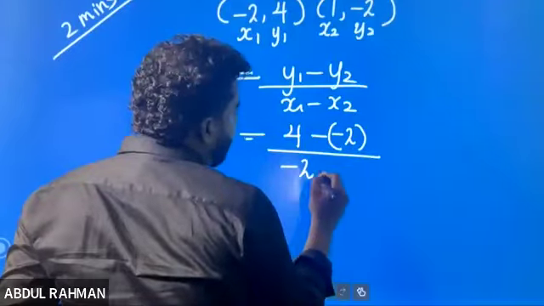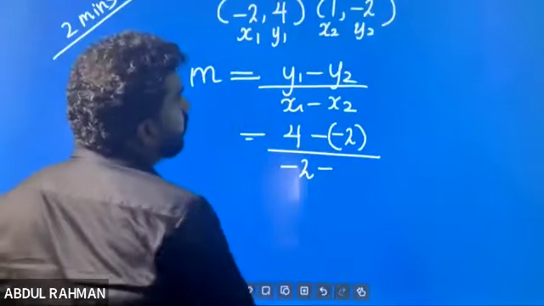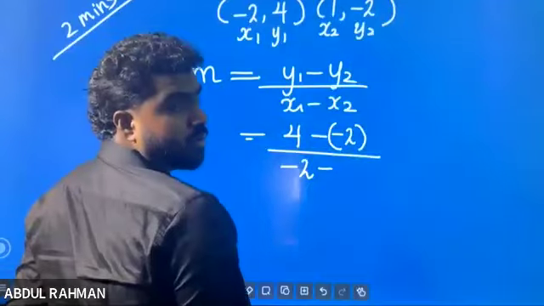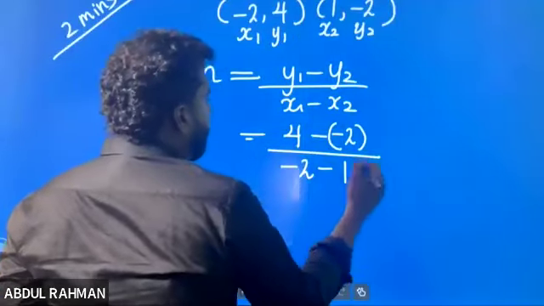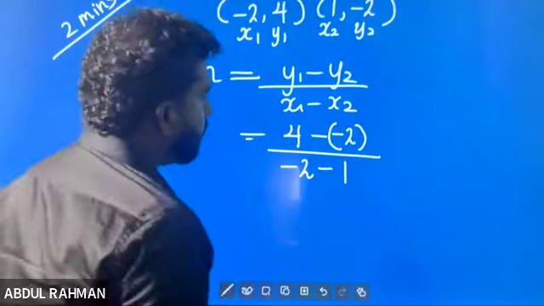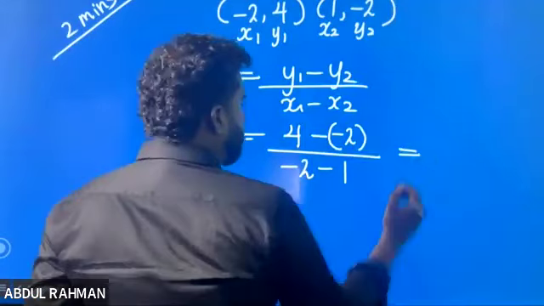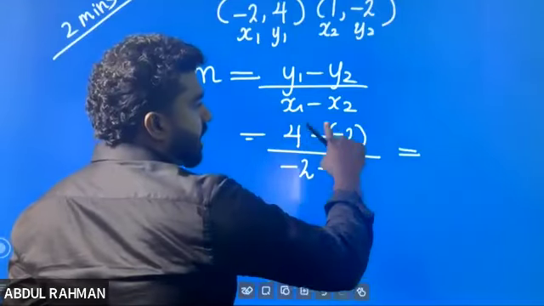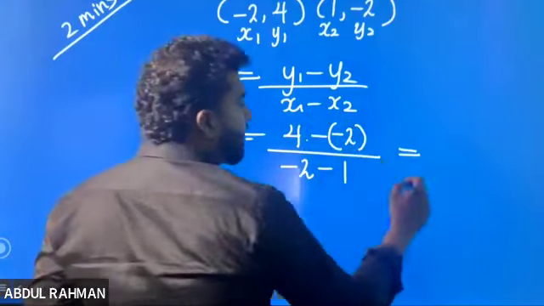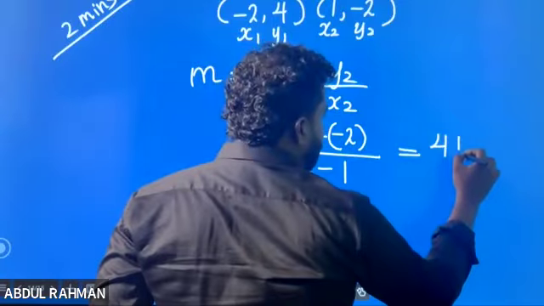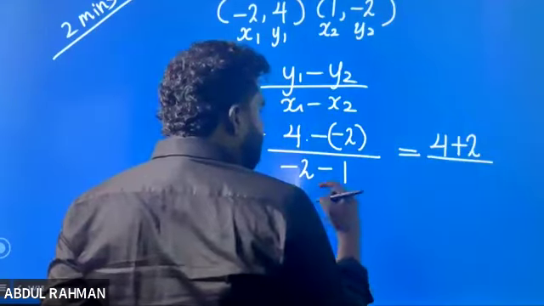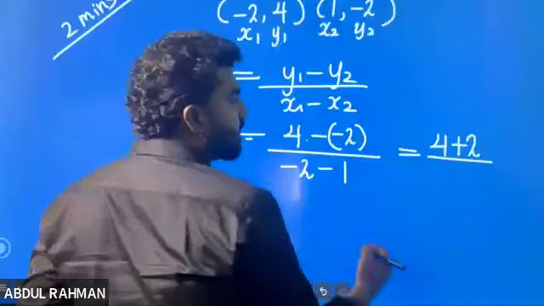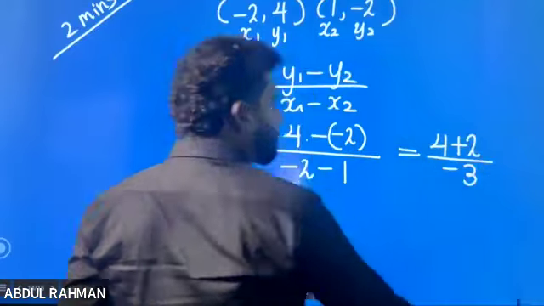Now when you are writing x1, what is the value of x1? Minus 2. Minus, what is the value of x2? Sorry, x1 is minus 2 and x2 is 1. I'm writing 1. Look at the board. Minus into minus, I'm opening up the bracket. Minus into minus, what is the answer? Plus. So I'm getting plus 2 here. Minus 2 minus 1, what is the answer? Minus 3 is my answer.